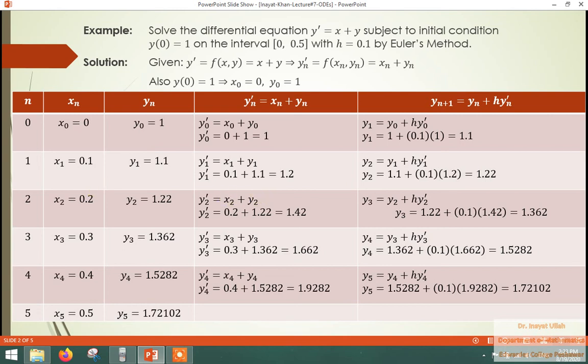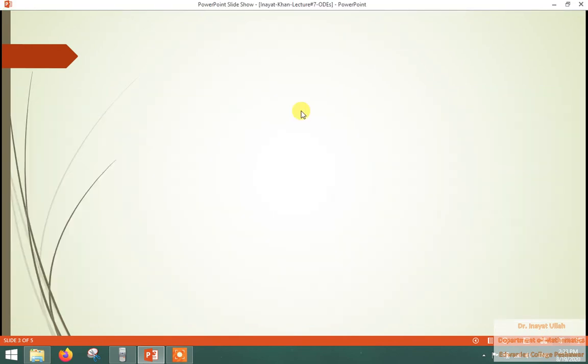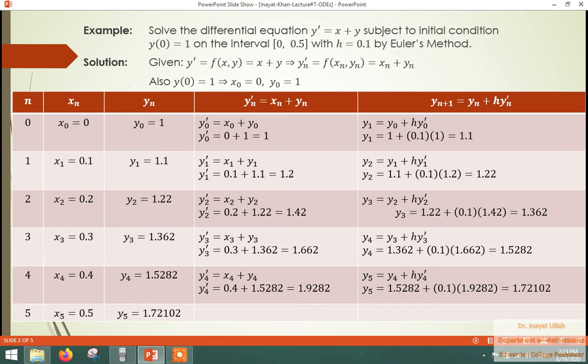Now in the same manner, whenever n is equal to 2, that will become x2, and x2 is 0.2, and that will become y2. y2 has been calculated here, which is 1.22. So writing y2 here, and whenever n is equal to 2, y2 prime is equal to x2 plus y2, which is 1.42. That is the value for y2 prime.